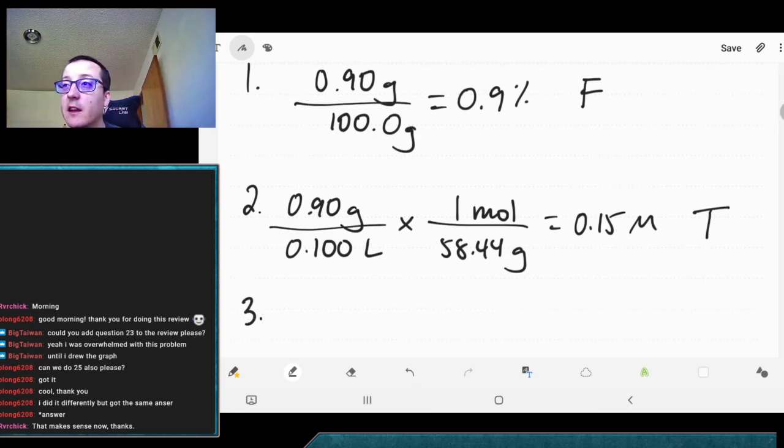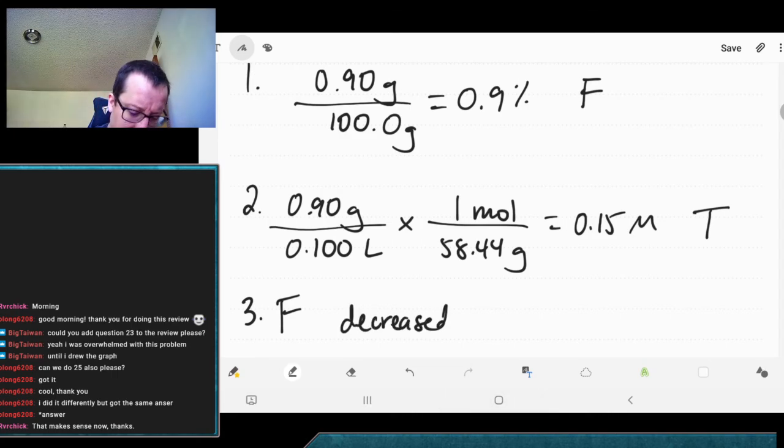Number 3 is if we dilute 0.1 of the solution to 1 liter, the molarity will be increased by a factor of 10. And hopefully we can identify that as false right away. It would be decreased by a factor of 10 because we're diluting it, right? So how would the concentration go up? I mean, that would be the opposite of what we're looking for.